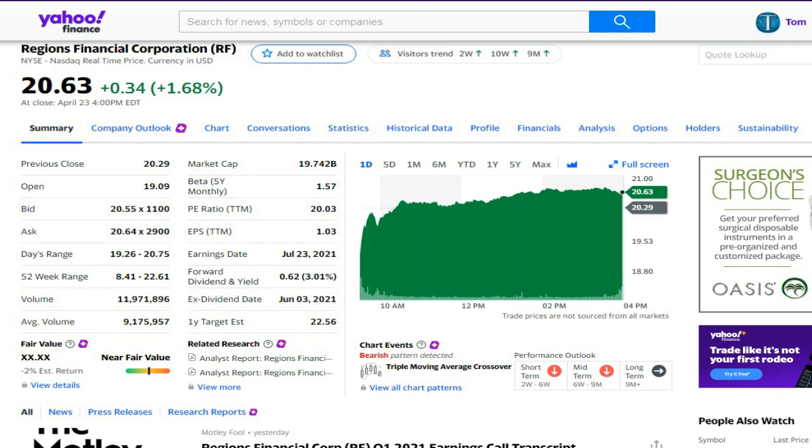The average volume, a little over 9 million shares trade every day. It's near fair value. And the beta, about 1.5 times as active as the market as a whole. PE ratio 20.03, and banks do have a tendency to have PE ratios north of 20. Forward dividend yield 3%. 62 cents is what they give out for each stock, and the earnings per share $1.03 easily covers that. The 1-year target $22.56, which is a good move up.